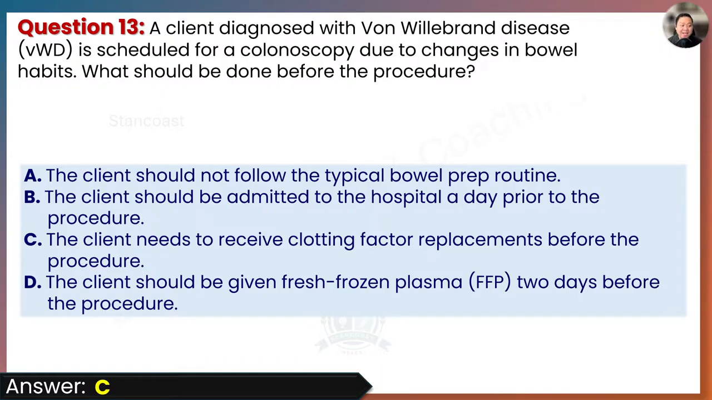Now, why is A incorrect? There is no reason to avoid bowel prep for patients with von Willebrand's disease unless there are specific concerns. However, they should receive clotting factor support to reduce the bleeding risk during the procedure.